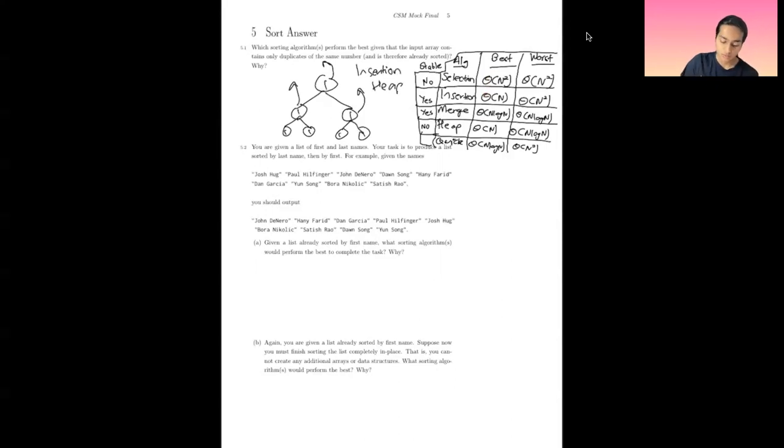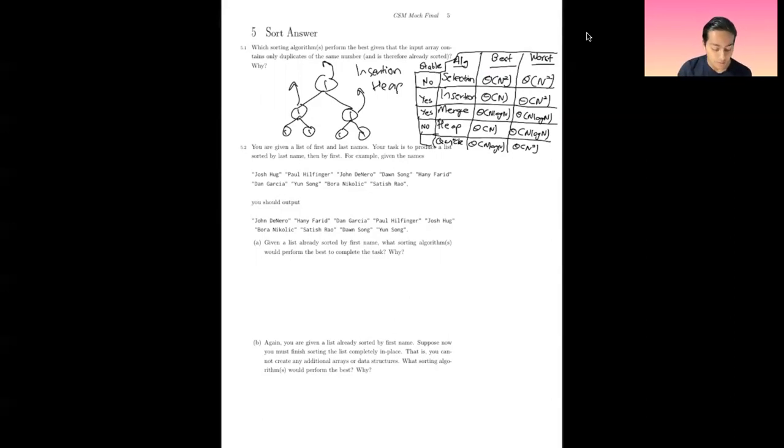Yep. So now moving on to the next question. You are given a list of first and last names. Your task is to produce a list sorted by last name, then by first name. For example, we're given these names and we should output them as they've mentioned below. The part in this question that we need to focus on is that we first sort them by last name and then by first.